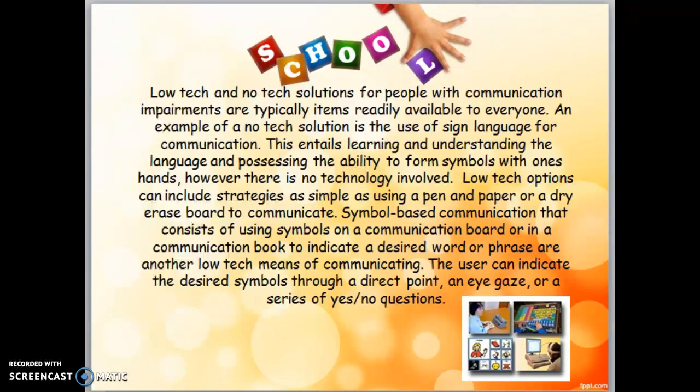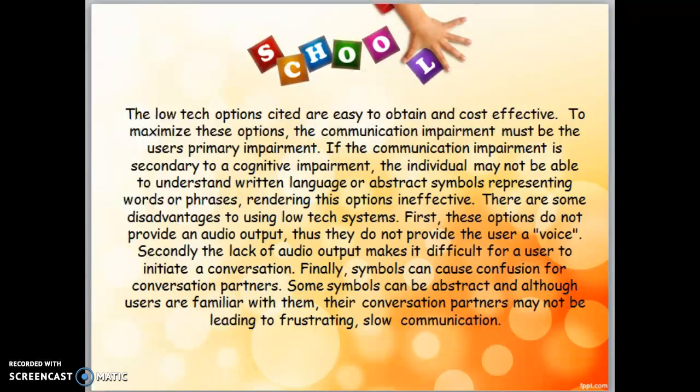Low-tech options can include strategies as simple as using a pen and a paper or a dry erase board to communicate. Symbol-based communication that consists of using symbols on a communication board or in a communication book to indicate a desired word or phrase is another low-tech means of communicating. The user can indicate the desired symbols through a direct point, an eye gaze, or a series of yes and no questions. The low-tech options are easy to obtain and cost-effective.